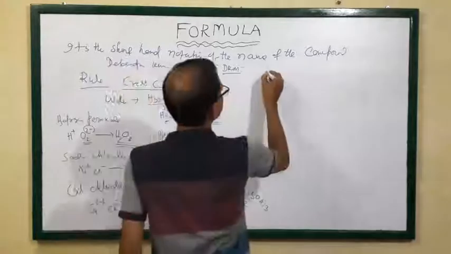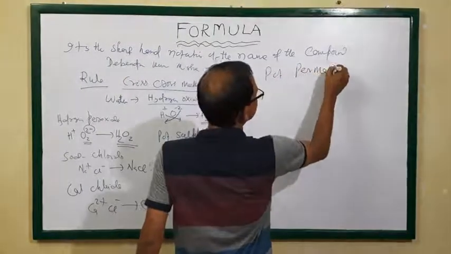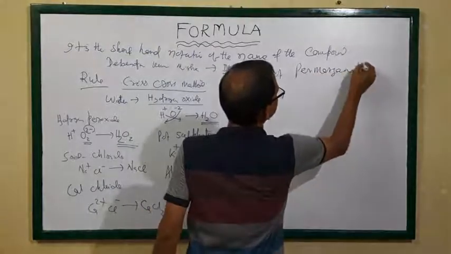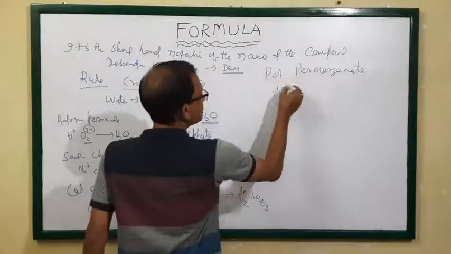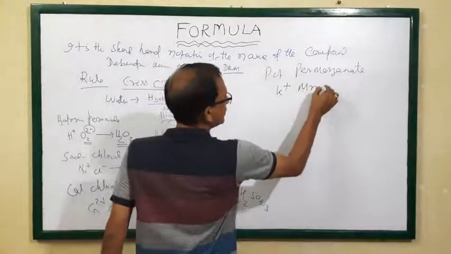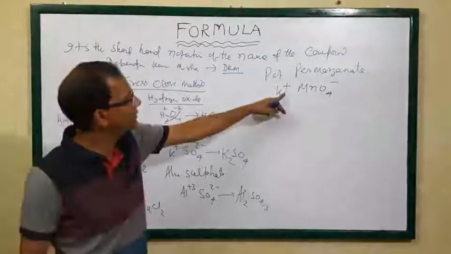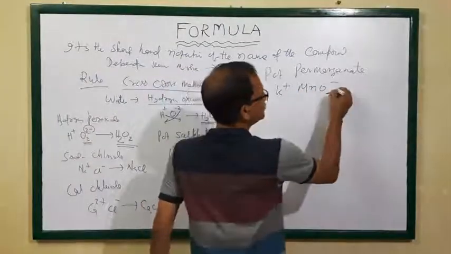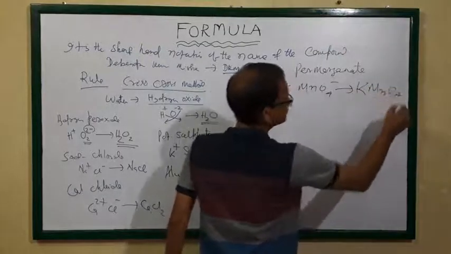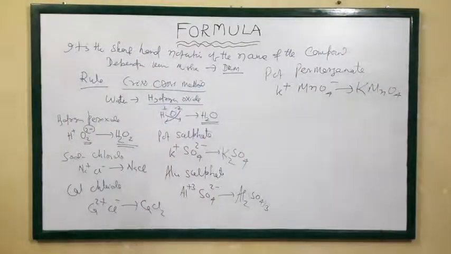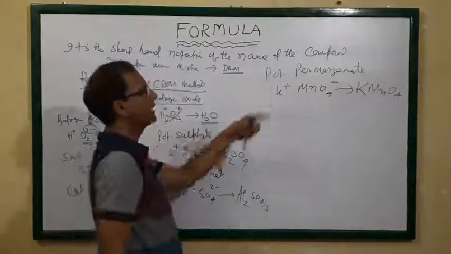Potassium permanganate. Potassium is K+. Permanganate is MnO4−. As it carries a single plus and a single minus, same formula, no change. K+ MnO4−. Okay, this is potassium permanganate.